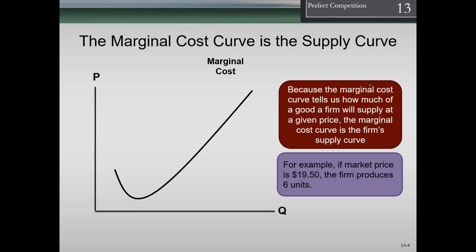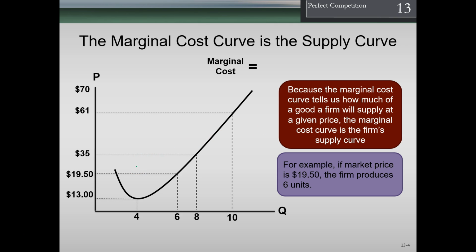Therefore, for example, if market price is $19.50, the firm produces 6 units, as we can see here. And obviously, normally, if we want to see it just as a normal kind of supply curve, we would probably cut it off here and not have this area. We would basically start it as an upward sloping supply curve. That's our normal view of the supply curve.